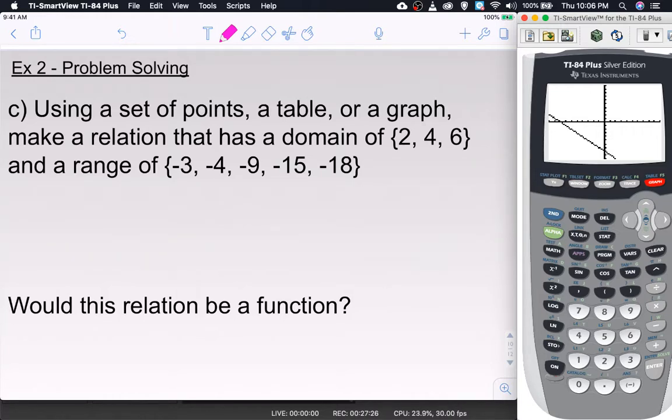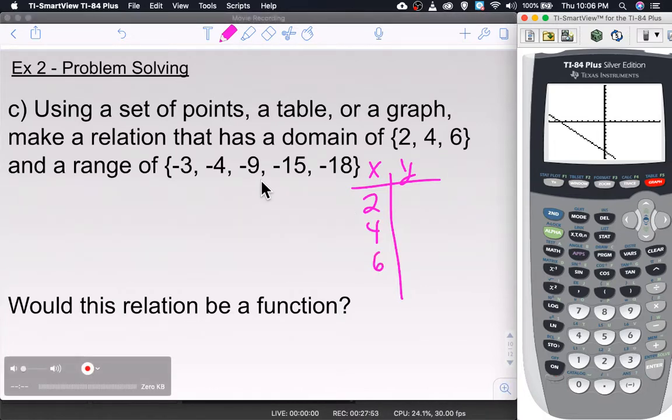All right, so using a set of points, a table, or a graph, make a relation that has a domain of 2, 4, 6, and a range of -3, -4, -9, -15, and -18. Would this relation then be a function? So I'm going to make a table. I like tables a lot more than most students like tables. So x, y, 2, 4, 6.